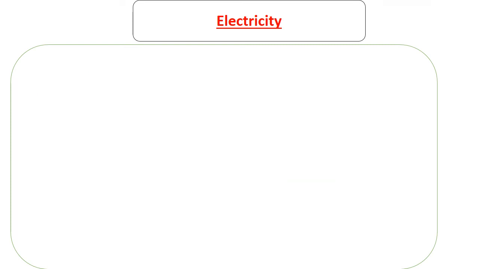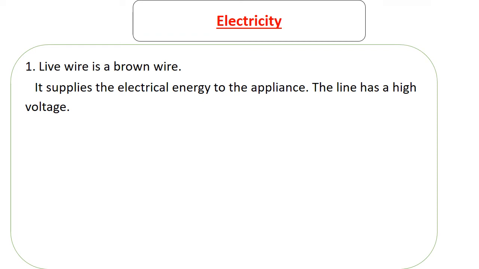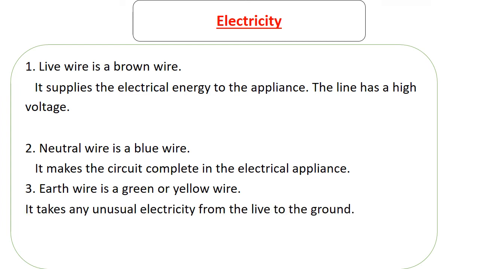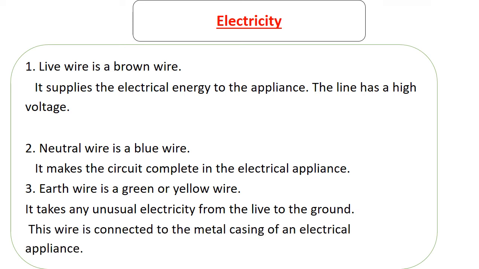So in summary, the live wire is a brown wire. It supplies the electrical energy to the appliance. The live has a high voltage. The neutral wire is a blue wire. It makes the circuit complete in electrical appliances. The earth wire is a green or yellow wire. It takes any unusual or leakage electricity from the live to the ground. The wire is connected to the metal casing of an electrical appliance.